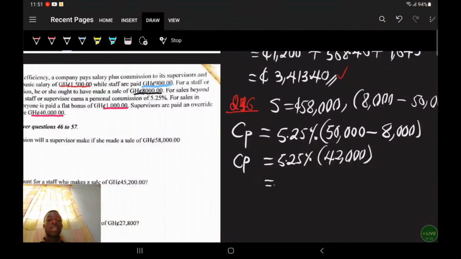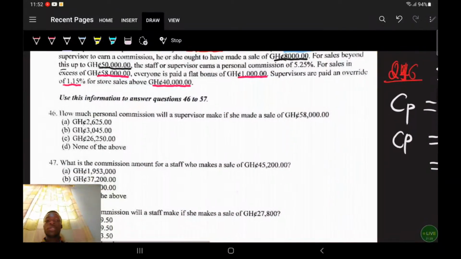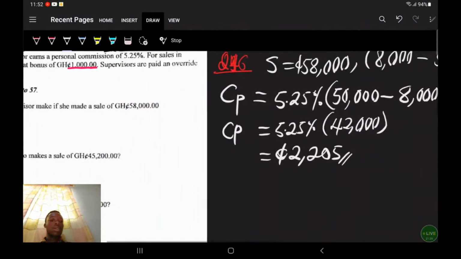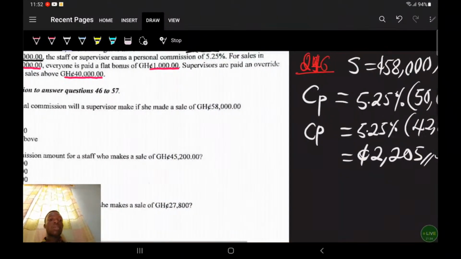So in this case, when I apply it with my calculator, I had 2,205. So let's see from question 46: 2,205.